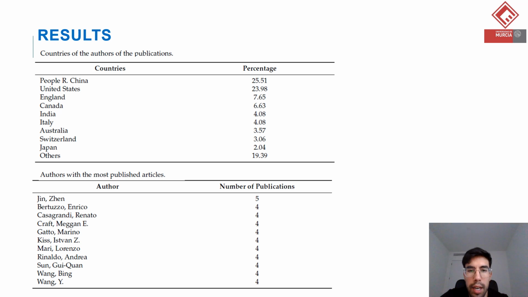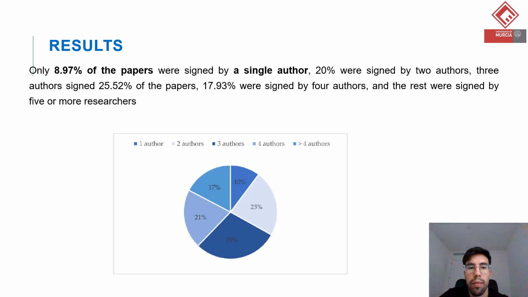There are 491 different authors in the publications presented. The majority, almost 80%, have only one article. The authors with the most published articles are listed in this table, shown on the screen. The author with the most articles, 5, is Zheng Jin of North University of China.